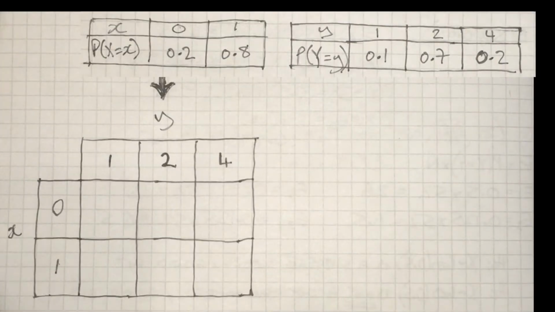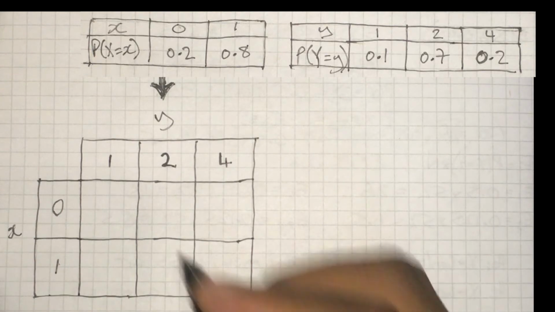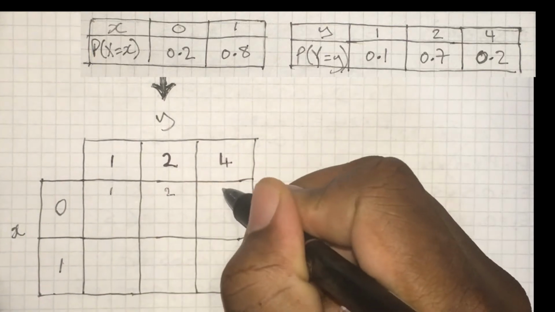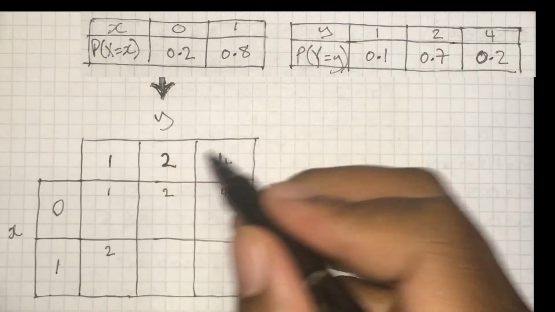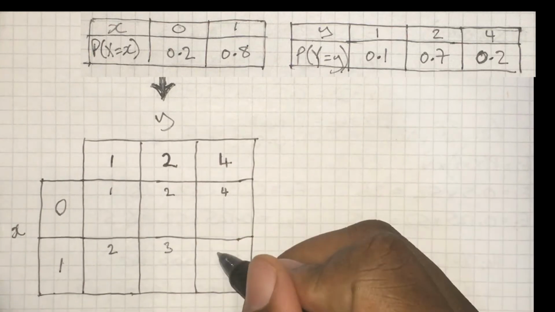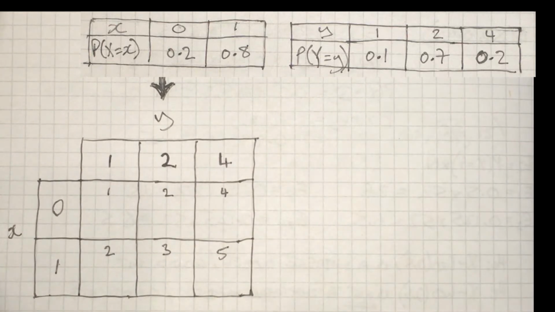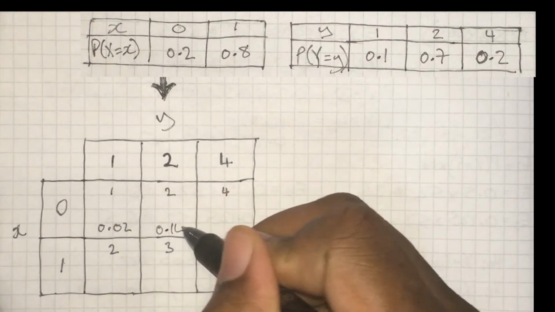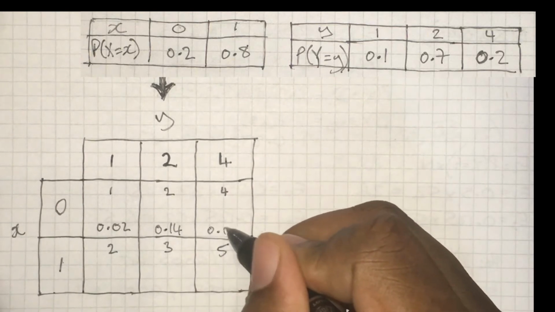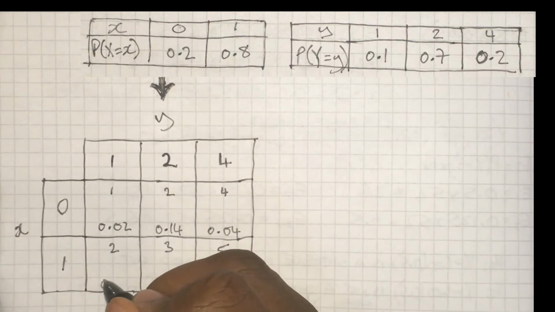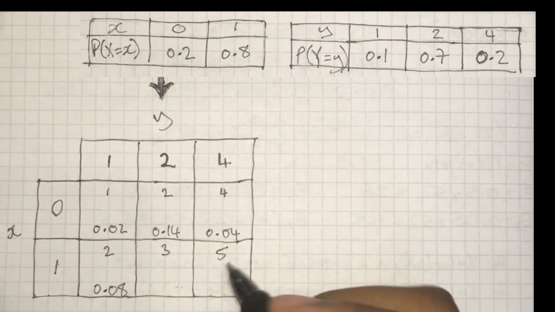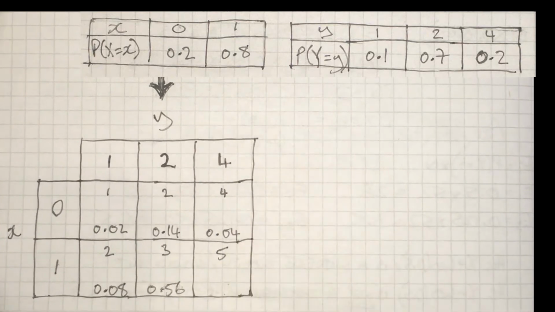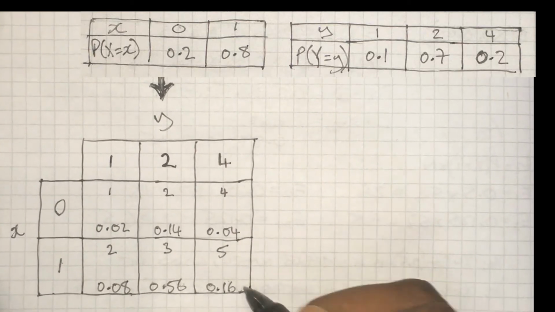Well, how else might we have approached that problem? We could have made a sample space diagram for the two distributions, and we found all of the scores we would get from adding them together. And then we would need to find the probability associated with each of those individual outcomes. So 0.02, 0.14, 0.04, 0.08, 0.56, and 0.16. We could have found all of those in this sample space diagram.